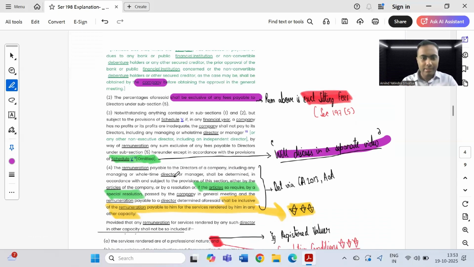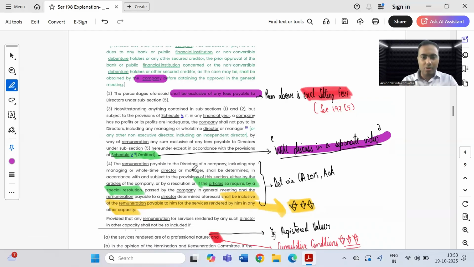Next. The remuneration payable to the directors of a company, including any managing or whole-time director or manager, shall be determined in accordance with and subject to the provisions of this section, either by the articles of the company or by a resolution, or if the articles so require, by a special resolution passed by the company in general meeting, and the remuneration payable to director shall be inclusive of the remuneration payable to him for the services rendered by him in any other capacity.